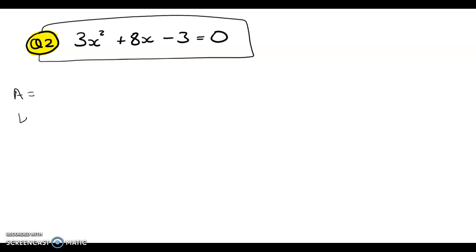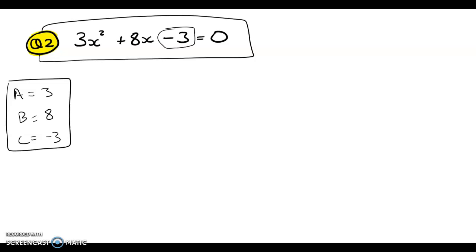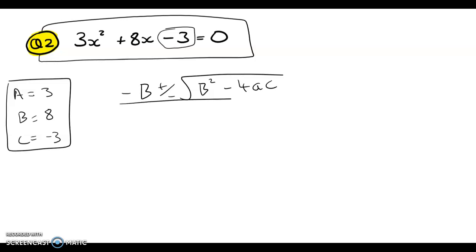So A, B, C. What's A? A is 3. B is 8, and C is minus 3. Be very careful. C is minus 3. There's C in the end. It's minus 3. Write down the formula. Minus B plus or minus the square root of B squared minus 4AC all over 2A.